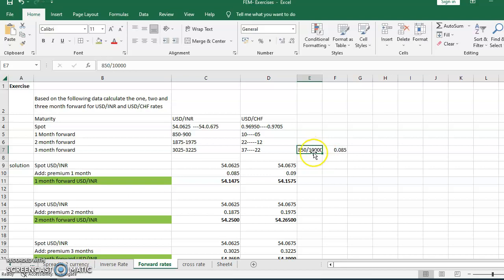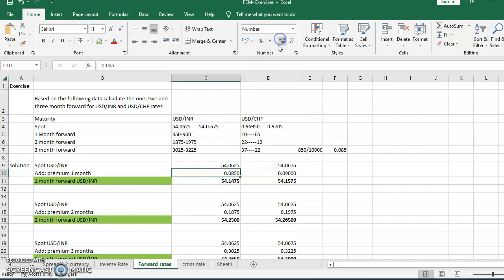Okay, so 0.085 is the value that I would take as a premium for 1 month. So do the value that you have here as 900. When you convert it, 900 divided by 10,000 is 0.090. If you want, you can increase the decimals. Yeah, so this is also fine for us.